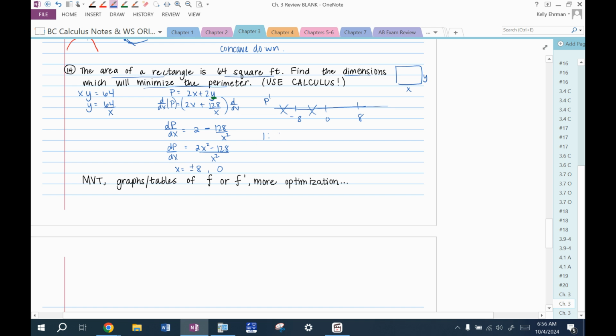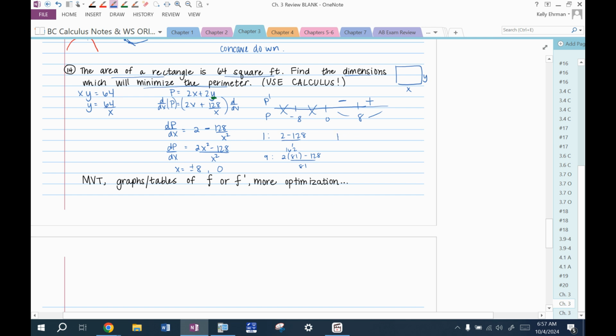So if I plug in 1, I get 2 minus 128 over 1. That's definitely negative. And if I plug in something like 9, I get 2 times 81 minus 128 over 9 squared, 81. So 2 times 81 is 162. That's definitely positive on top over a positive. So P, the perimeter, decreases and then increases.